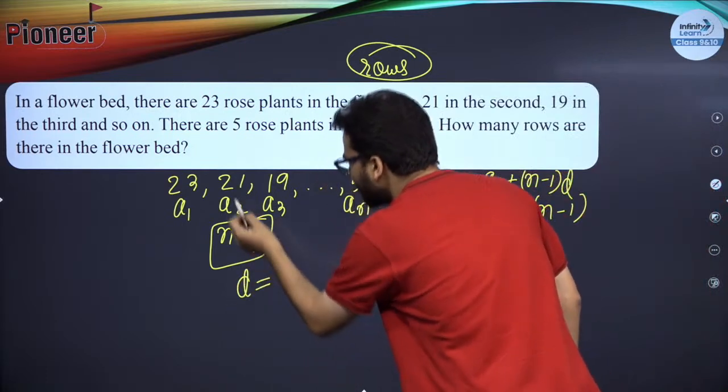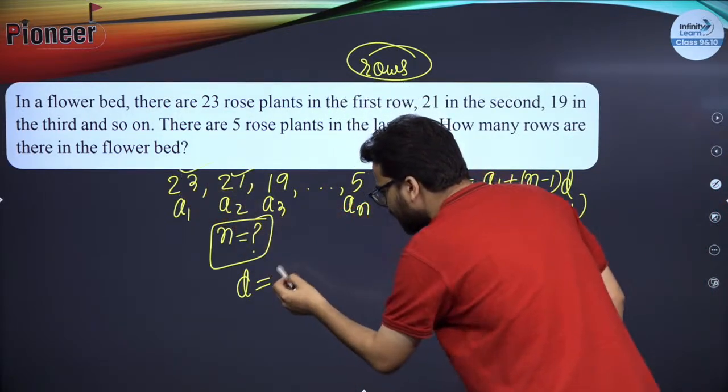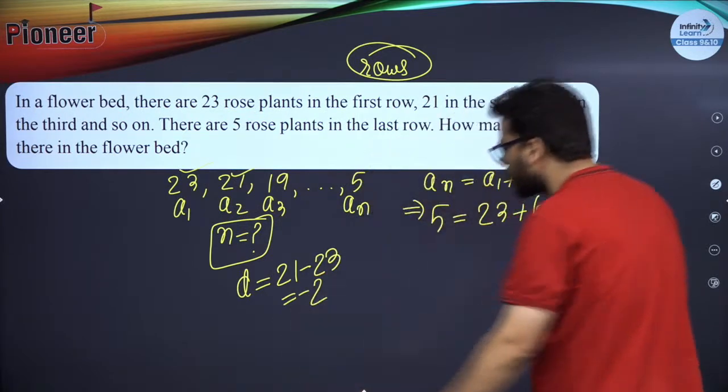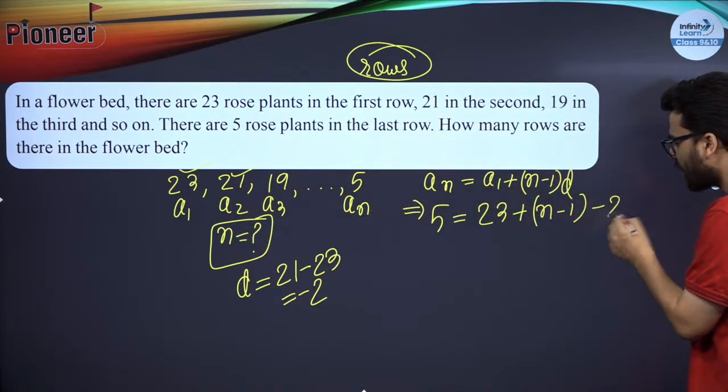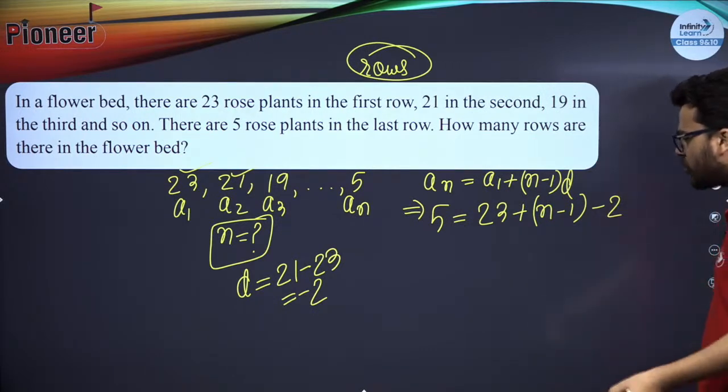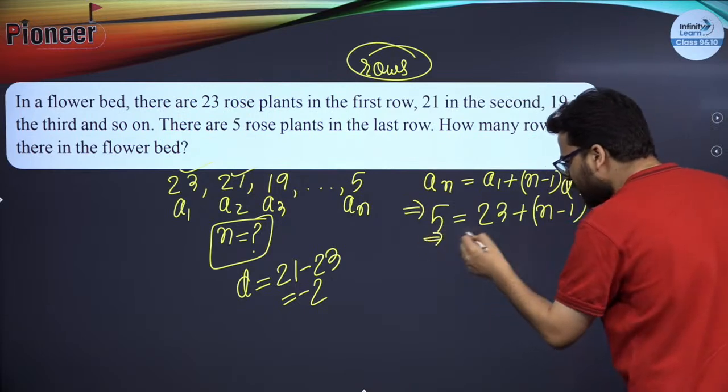Over here d will be the second term minus the first term. So 21 minus 23 is equal to minus 2. So just put d is equal to minus 2 over here. Is it clear to everybody in this session? Just confirm that, and you can solve with me and do the questions quickly.